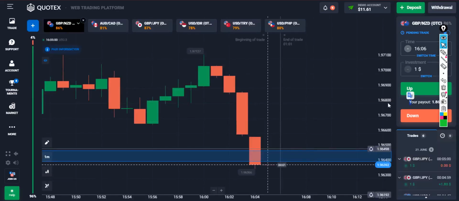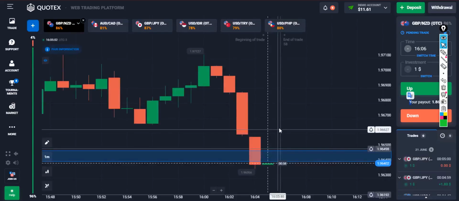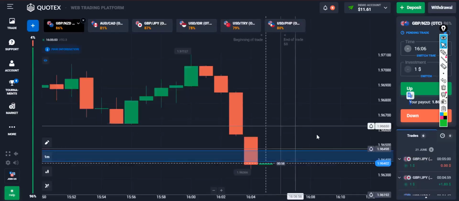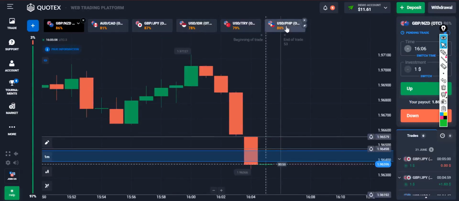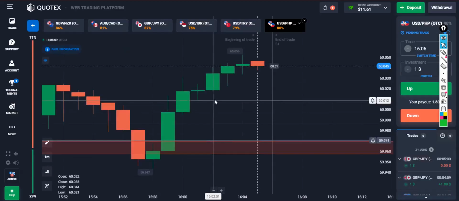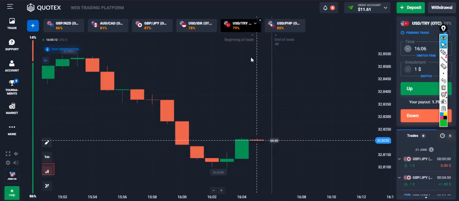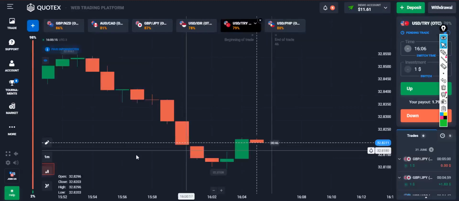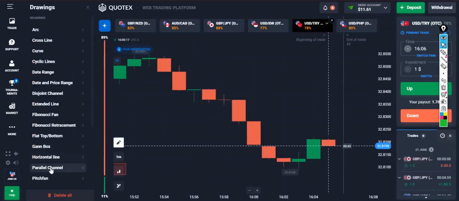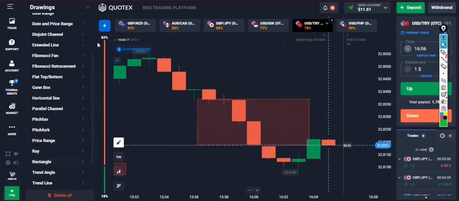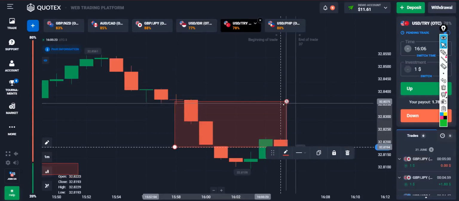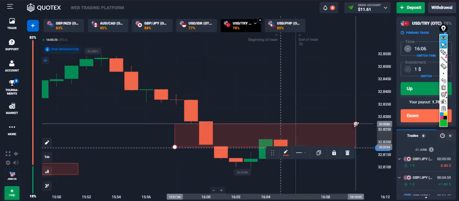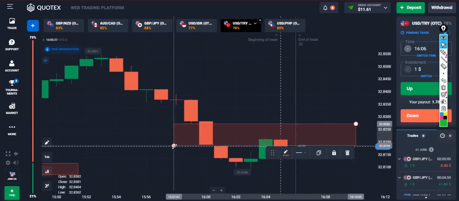So let's see. Let's put another one right here. PHP, there's no fair value gap here. There's one right here. Rectangle. It starts from here and it ends in here. Okay.